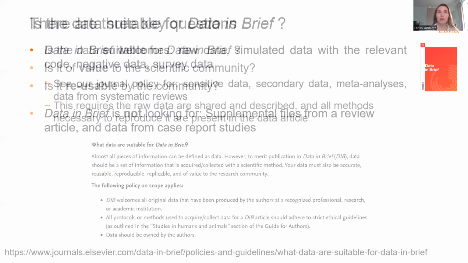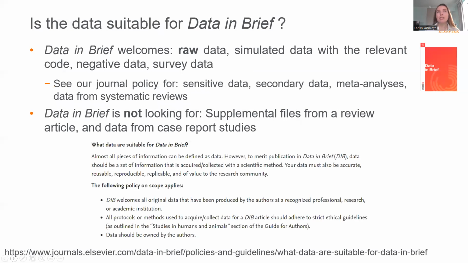you're reviewing the paper. So Data in Brief welcomes, again, raw data, simulated data with the relevant code, negative data, and observed data. So all the data that can be originally produced by the authors. However, there are some exceptions, and we have a specific policy in place for sensitive data, secondary data, meta-analysis, and data from systematic reviews. Let me provide one example of secondary data.